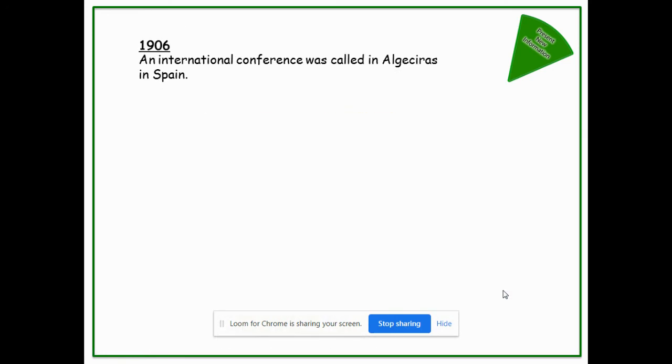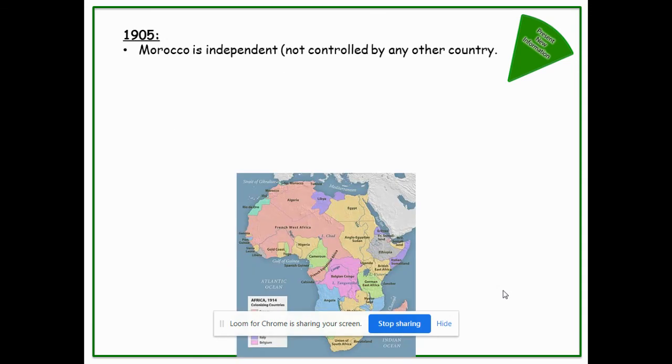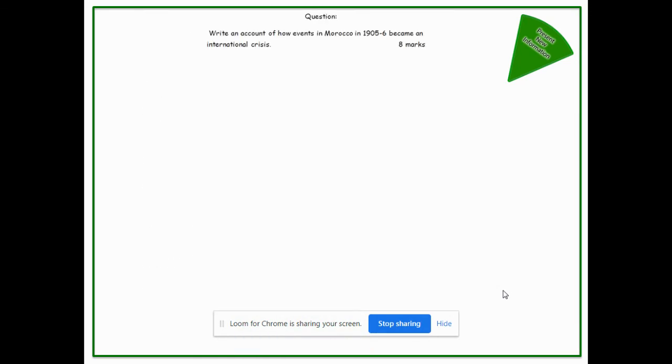So coming back to this question, you've got a nice clear structure on the front of your sheets of paper. The way that I would structure it, I'd have one paragraph describing what the Moroccan crisis was in as much detail as possible. And then I'd go on in my second paragraph. In the short term, how did that lead to an international crisis? And then in the long term, how did that lead to an international crisis?